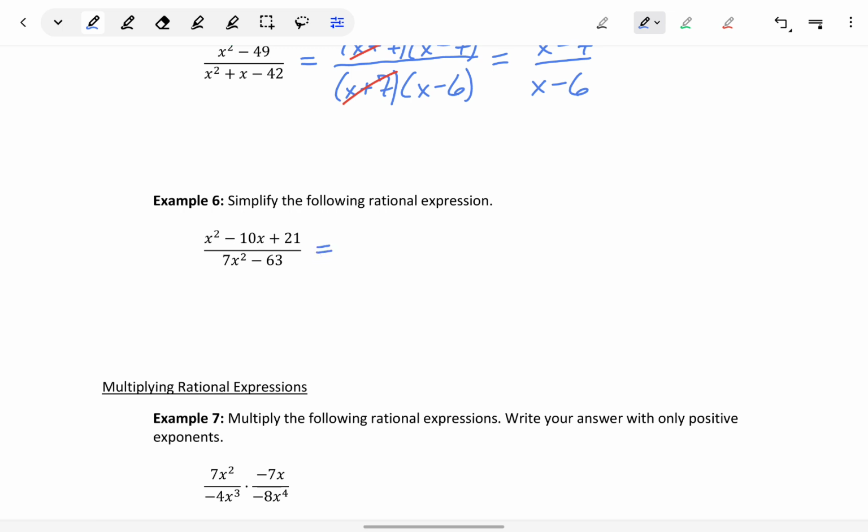In example 6, we have a trinomial divided by a binomial again. Or I'm sorry, I guess that was flipped in the last example. We have a trinomial and a binomial again. We'll look at factoring the expression that we have in the numerator, which will factor as x minus 7 times x minus 3.